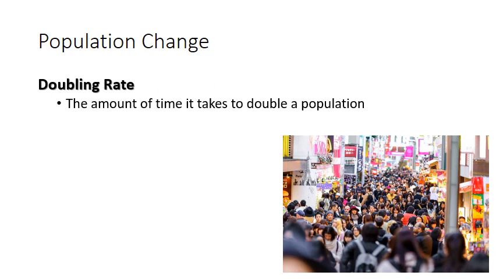The doubling rate is the amount of time it takes to double a population, to go, for example, from 1 billion to 2 billion. Now, there's a tie-in with the natural increase rate. If there is a change to the natural increase rate, for example, if the natural increase rate decreases, meaning less children are born per year, then the doubling rate will go up. It will take longer to double the population.